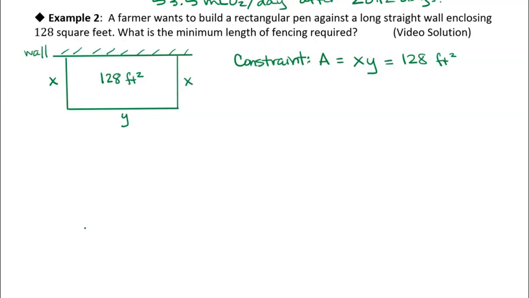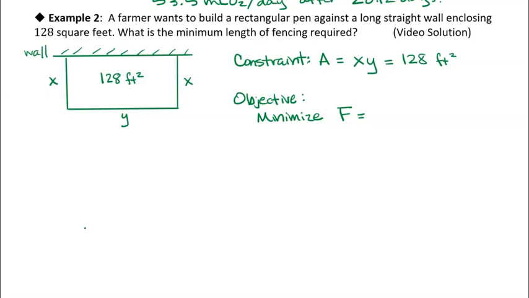And what I'm trying to do is minimize the amount of fencing. I'm going to call this the objective, because this is what I'm trying to do. My objective is to minimize the length of fencing. I'm going to call that f, the length of fencing f. And this is the function that I'm going to find the minimum of. This is what I'm trying to minimize.